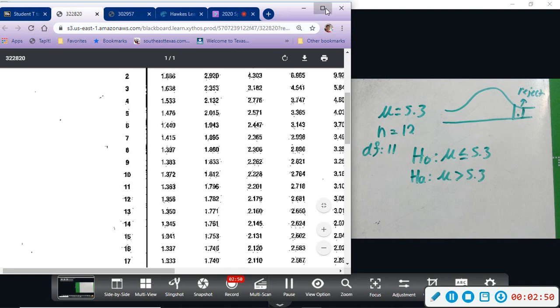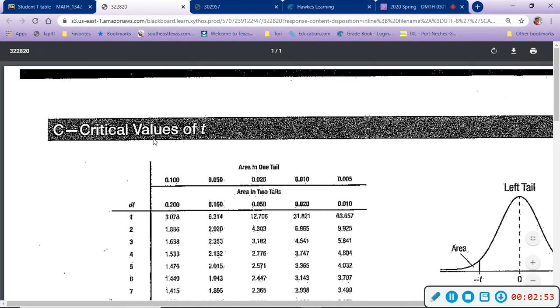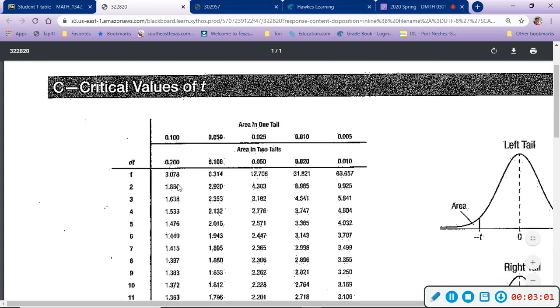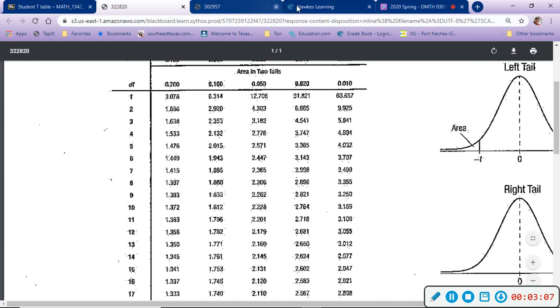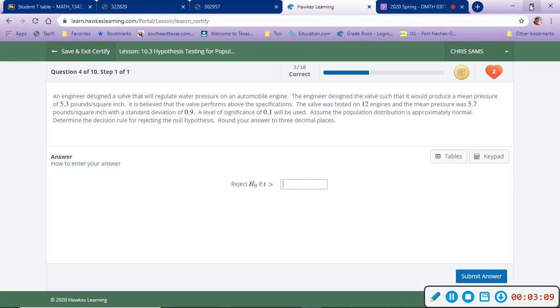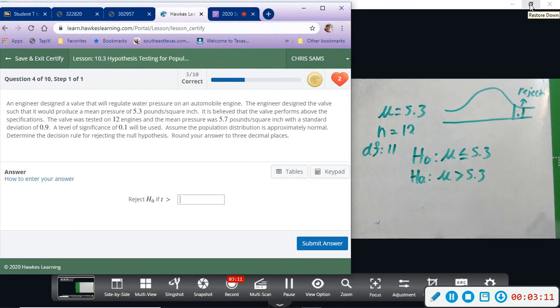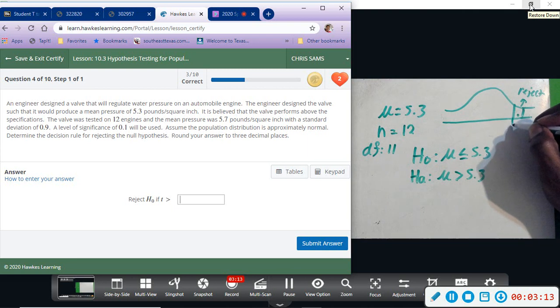I pulled the Z chart up and the T chart up. Yeah, this is the T table for critical values. We're looking at one side. This is 10%, so I'm going down to 11 in this column for 11 degrees of freedom. So 1.363, kind of hard to read, but 1.363. So that would be our critical value. That's this number here.